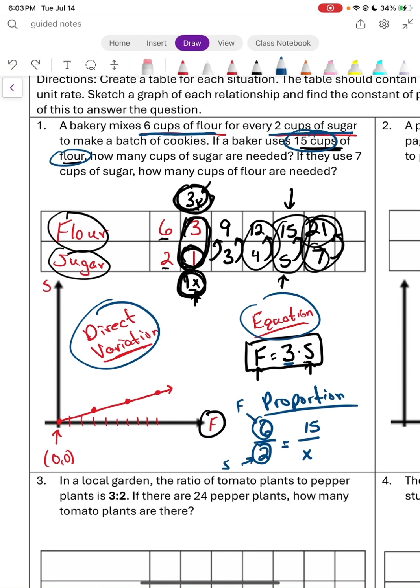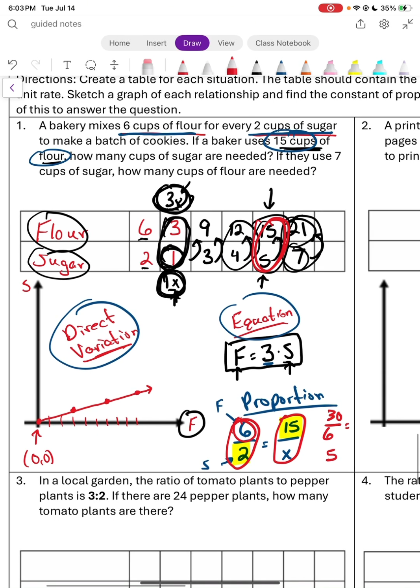And the way that we solve proportions, this is super, super simple. We simply take the numbers that are diagonal, 2 and 15, we multiply them, that gives me 30, and then we divide it by the other number. 30 divided by 6 gives me 5. And again, what that says is if we use 6 for every 2, then for 15, we'll use 5. There was our answer.